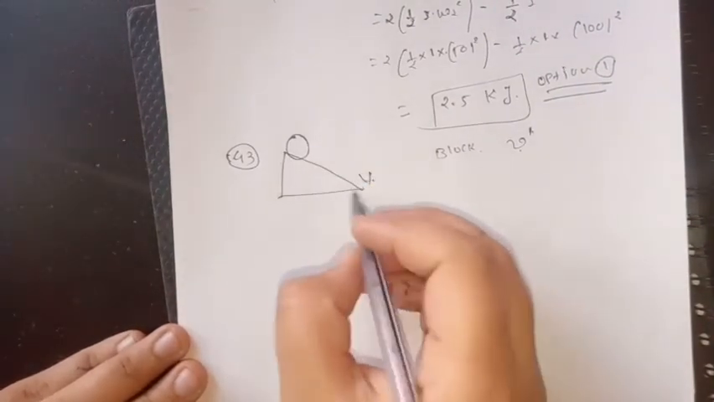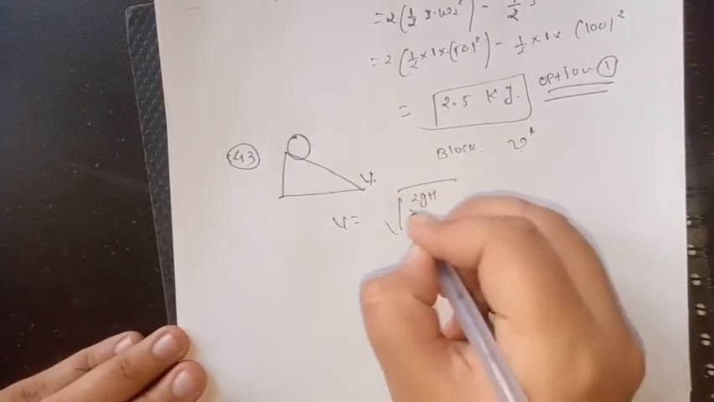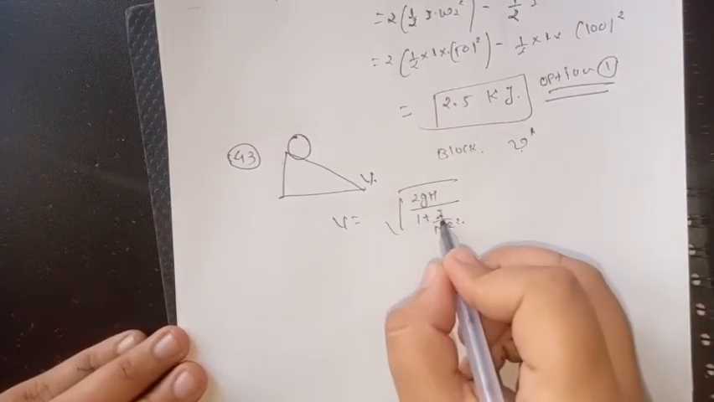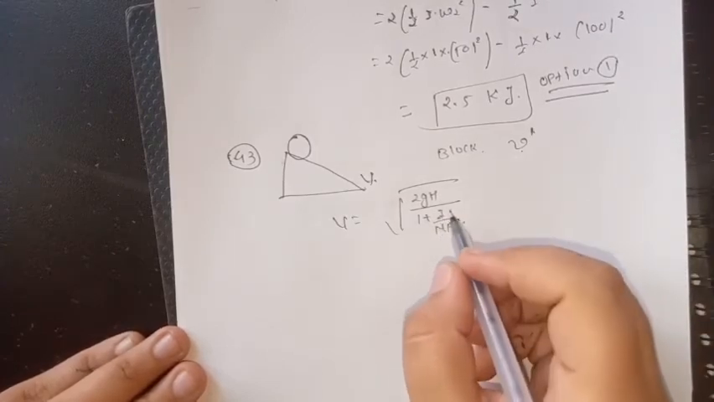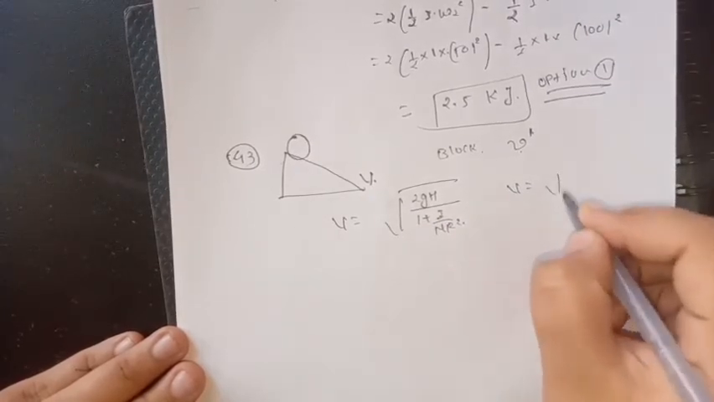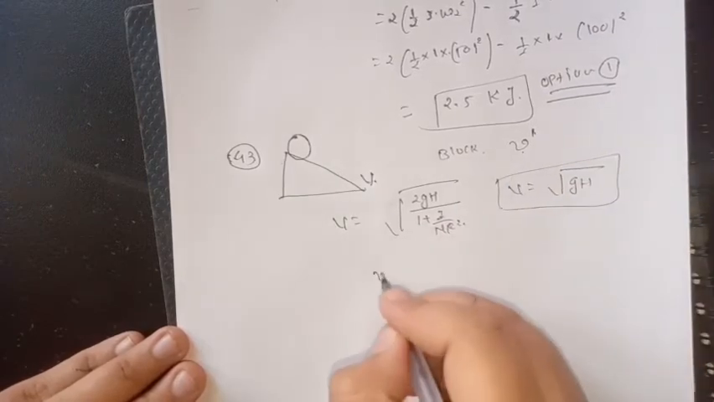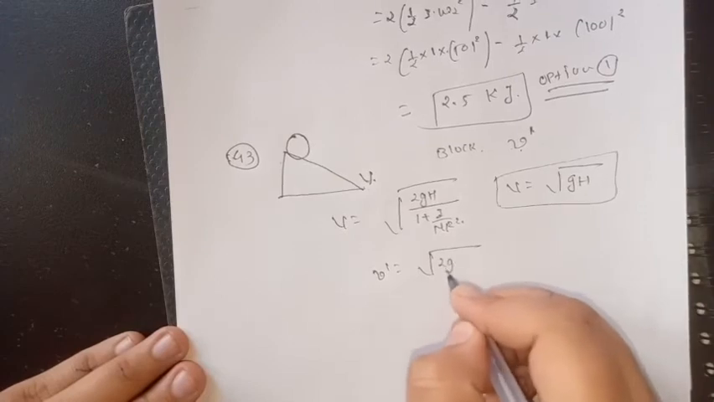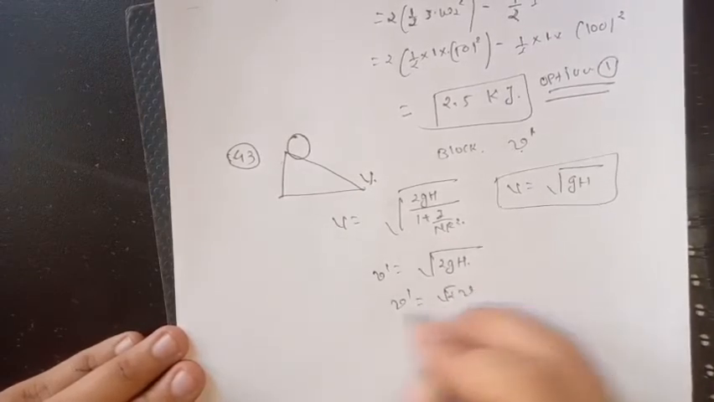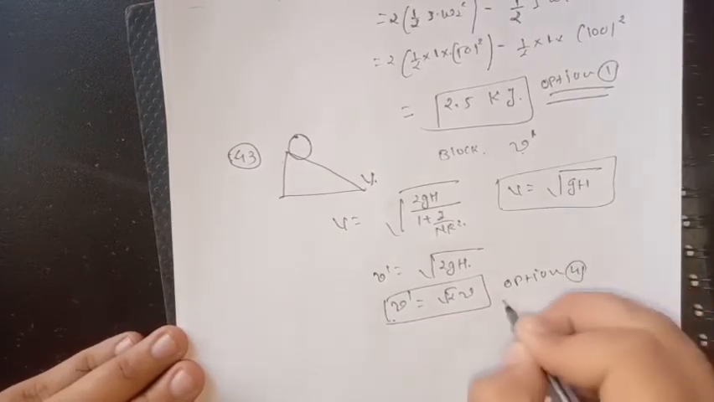We know for this case v is equals to under root 2gh upon 1 plus I upon mr square. Here I is the moment of inertia of ring, that is mr square. Put this value, we'll get v is equals to root gh. And for block, v dash will be root 2gh. So we can write v dash is equals to root 2 v. So option 4 is correct option.